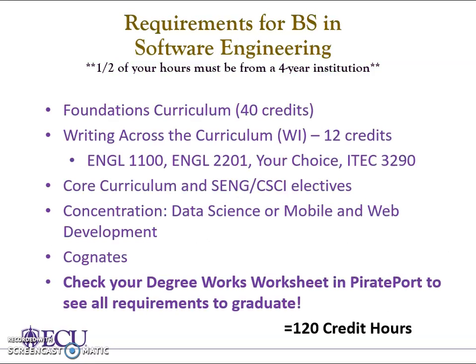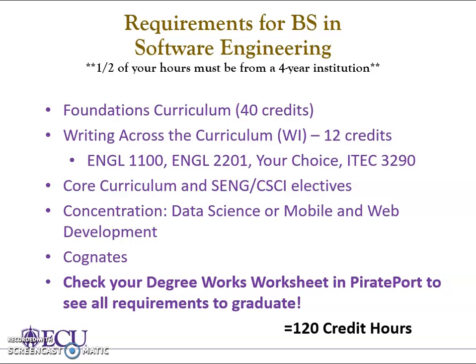As a software engineering student, you have 120 credit hours to complete. This includes your foundations curriculum, which is your 40 credits, your writing across the curriculum or your writing intensive. And this includes English 1100 your first year, English 2201 your second year, your choice from the whole writing intensive list, and your major writing intensive course, which is iTech 3290.